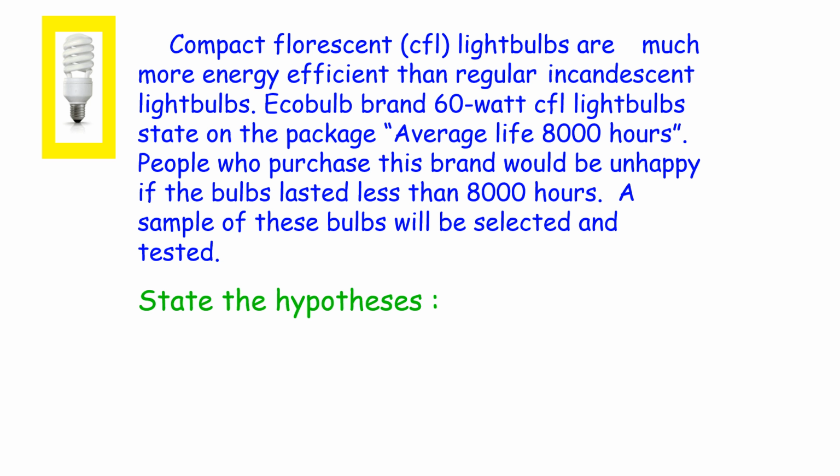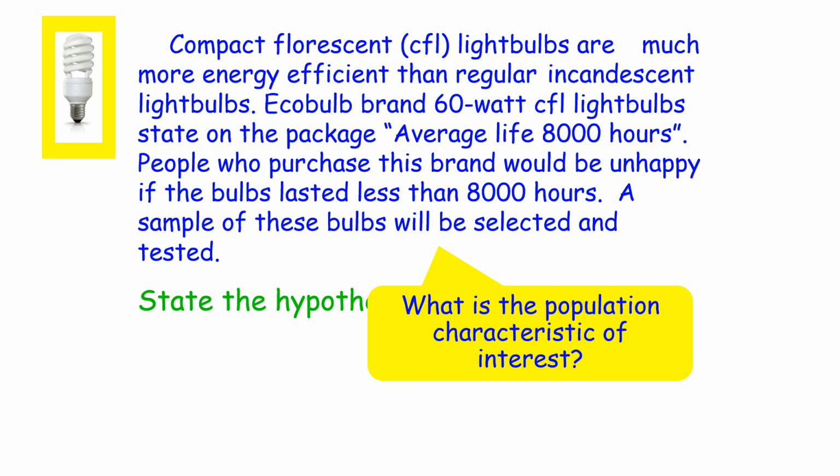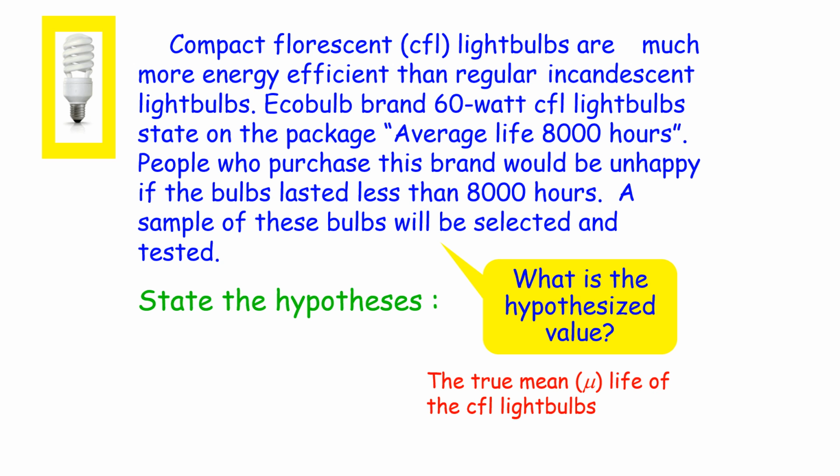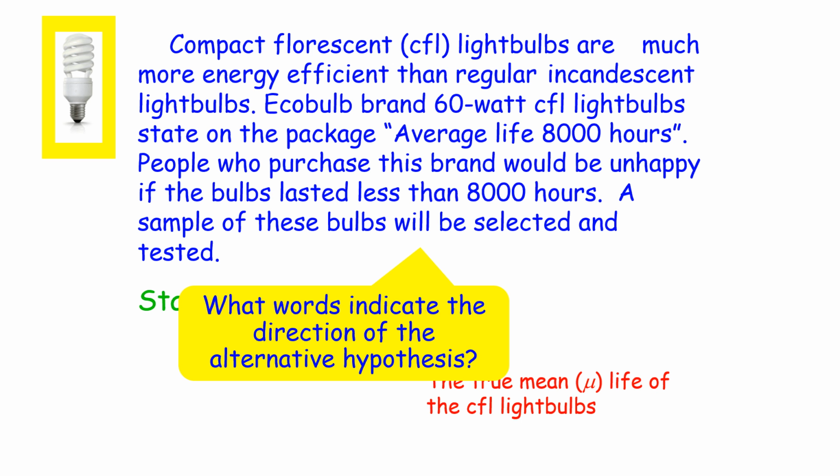So what do you think is the population characteristic of interest? That's right, we care about the true mean, or the mu, life of the CFL light bulbs. So what is the hypothesized value? That's right, 8,000 hours. And what words indicate the direction of the alternative hypothesis?